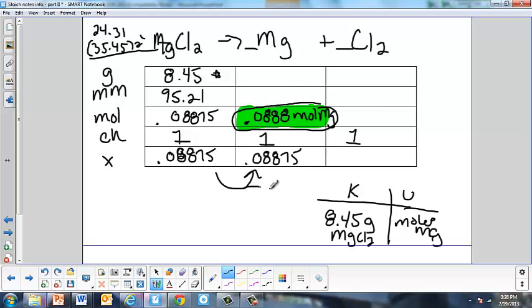Now if it asked us for grams of chlorine, we could take this right over here and carry it up this way as well. But hopefully that helps. You've got some practice problems, work on those, and we will go over them when I get back. Okay.